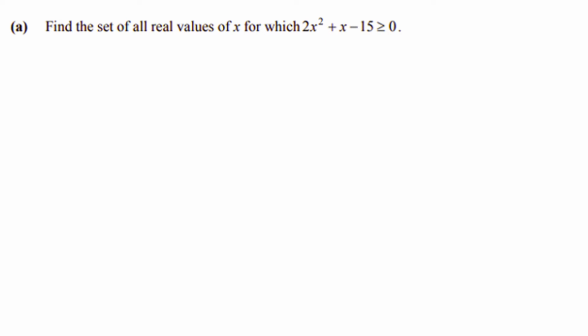So part A is find the set of all real values of x for which 2x squared plus x minus 15 is greater than or equal to 0. So we have a quadratic inequality here. These quadratic inequalities come up like this, but they're also the result of rational inequalities, where we have a fraction, and modulus inequalities, where we have those absolute value or modulus lines.